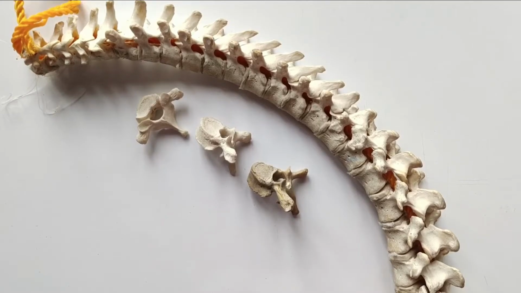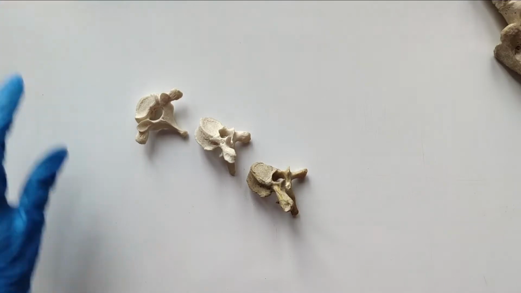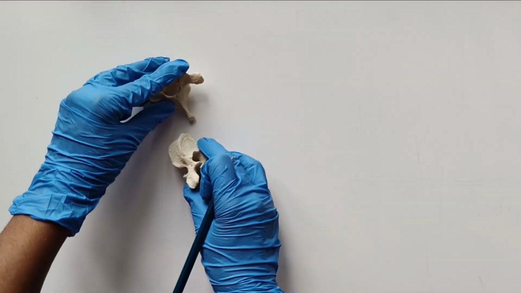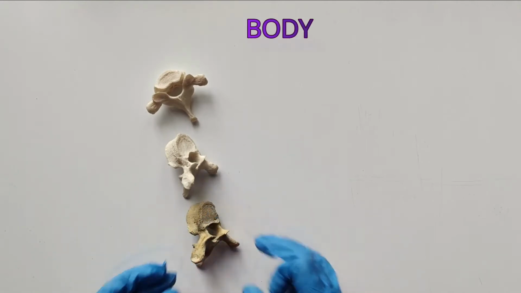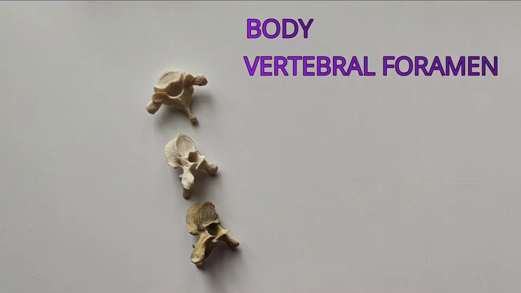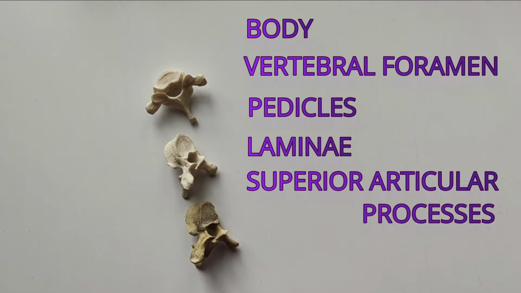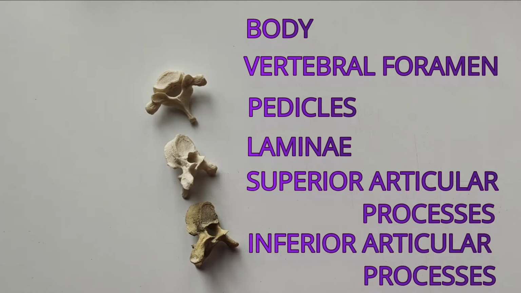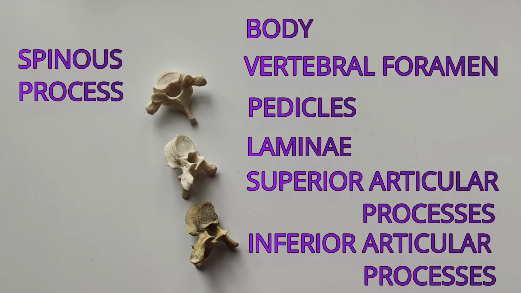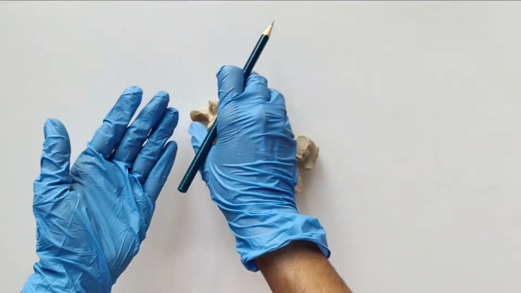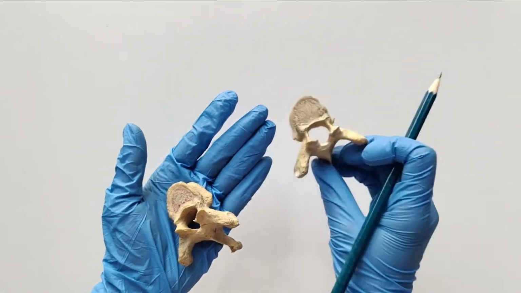So now we are going to learn the characteristics of a typical thoracic vertebra. So here you can see the typical thoracic vertebra. The main parts of a typical thoracic vertebra are the body, the vertebral foramen, the pedicles, the laminae, the superior articular processes, the inferior articular processes, the spinous process and the transverse processes. Now let's identify each of these parts.